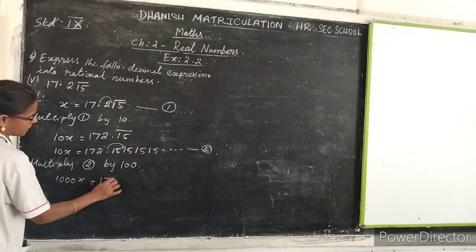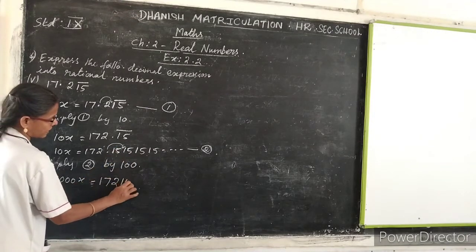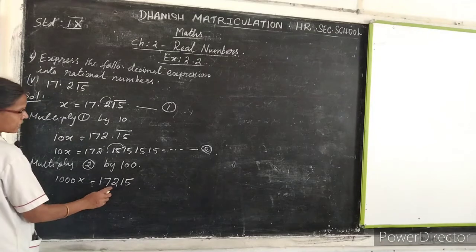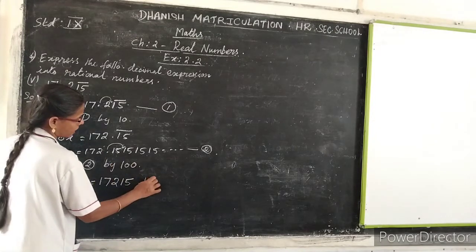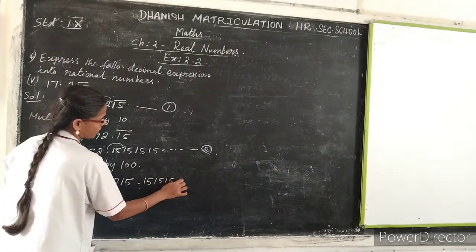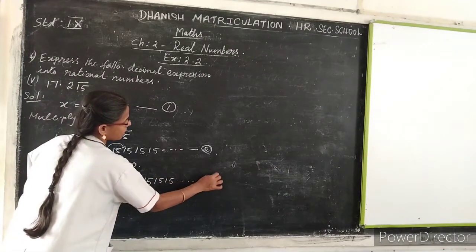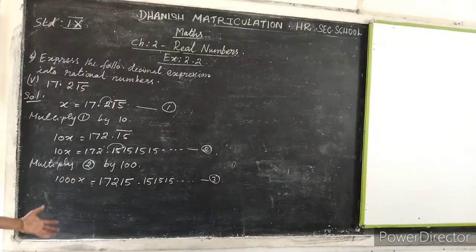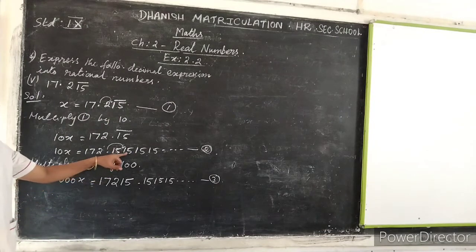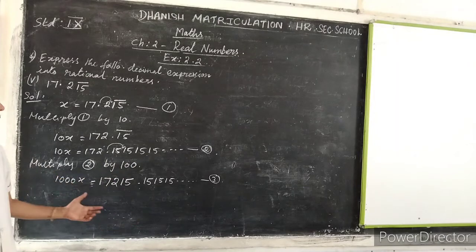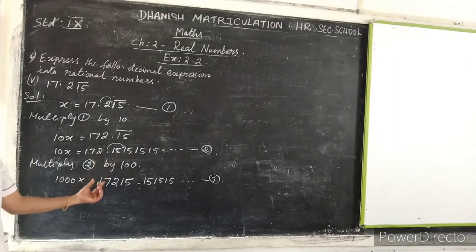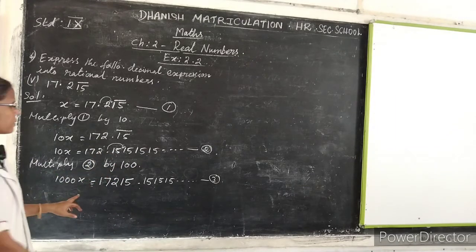So 172.15 becomes 17,215 as the whole number. Now after the decimal point, 151515 etc. This is our third equation. Now, from the second and third equations, only after the decimal point the digits are the same. Therefore subtract the second equation from the first equation.